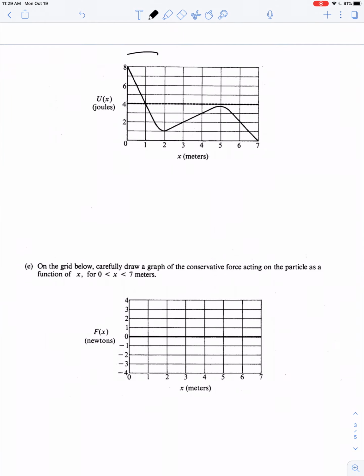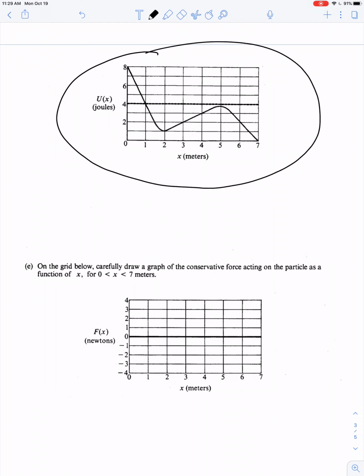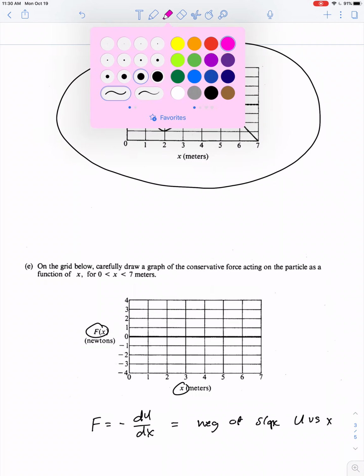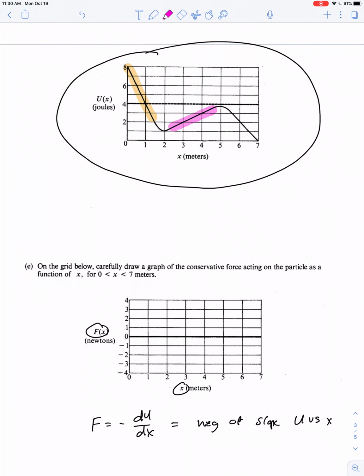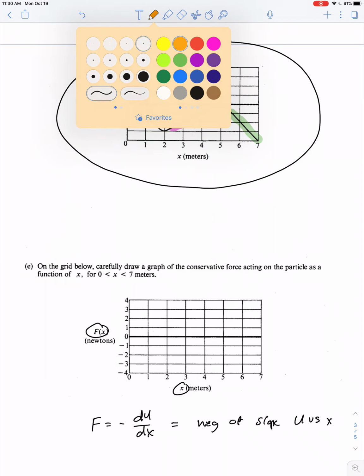Lastly, given that we have a graph of potential energy versus position, can we plot the graph of force versus position? So one more time, force is negative dU/dx, or in other words, it's the negative of the slope of the graph of potential energy versus position. So what we need to do is find the slope of 3 line segments. We need to find the slope of this line segment, this line segment, and this line segment. Whatever those slopes are, we'll take the negative of those values, and that'll give us the force.